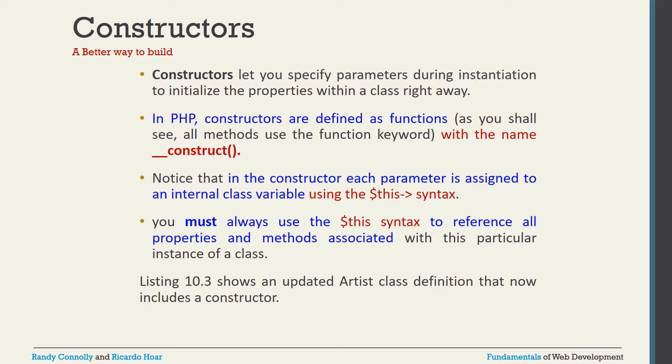Regarding constructors, they specify the parameters used to initialize the properties within a class. PHP constructors are defined as functions with the name __construct. In the constructor, each parameter is assigned to an internal class variable using the this keyword. You must always use the this syntax to reference all properties and methods associated with this particular instance of the class.